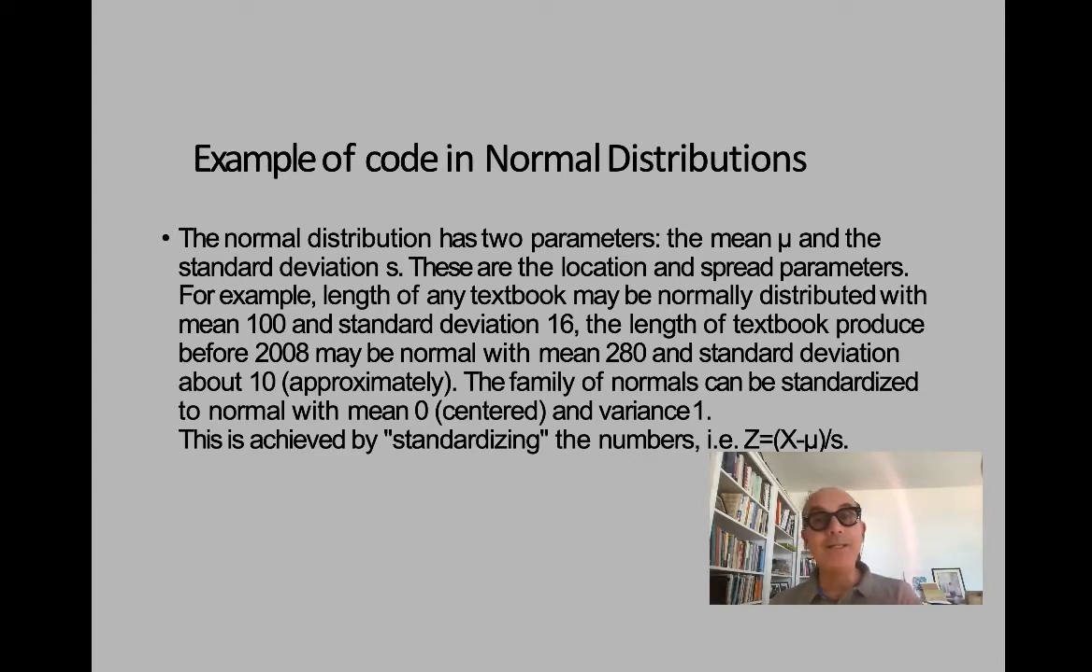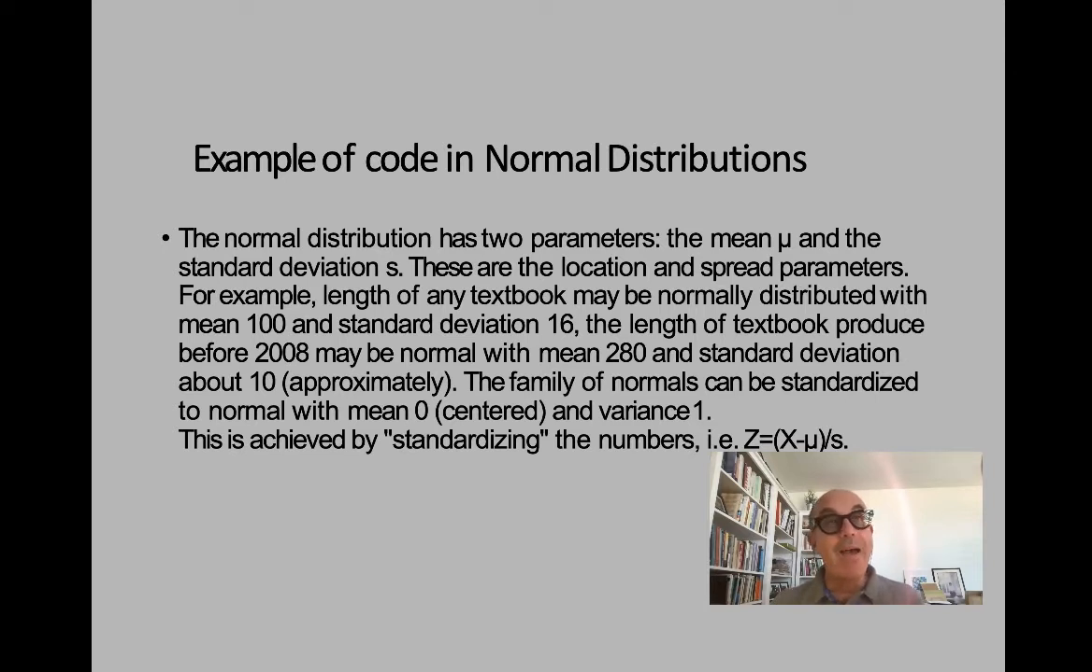The mean and the standard deviation are the location of the distribution. For example, the length of any textbook may be normally distributed with a mean of 100 pages and a standard deviation of 16. The length of text produced before 2008 may be normal with a mean of 180 and a standard deviation of 10.